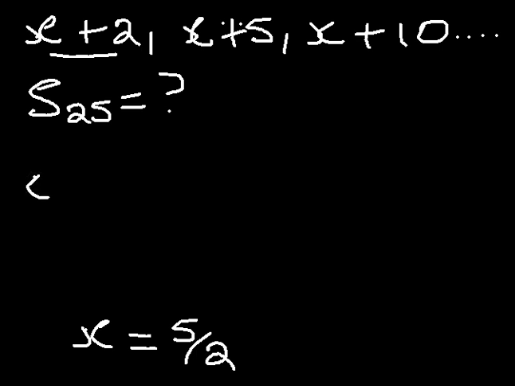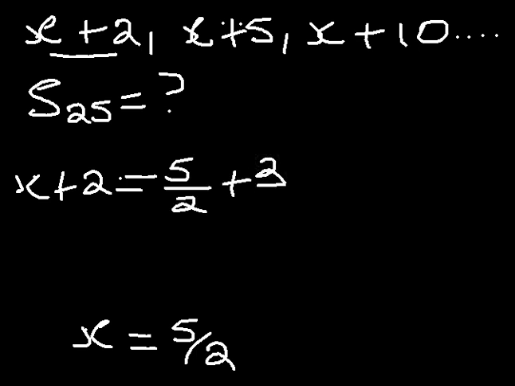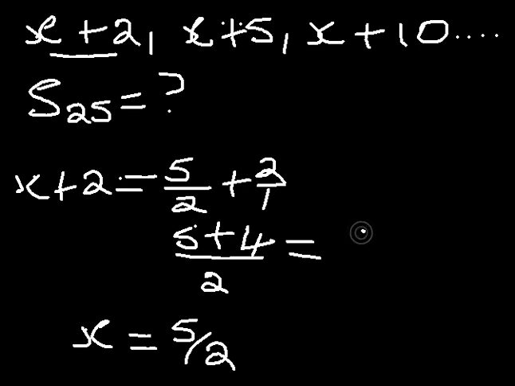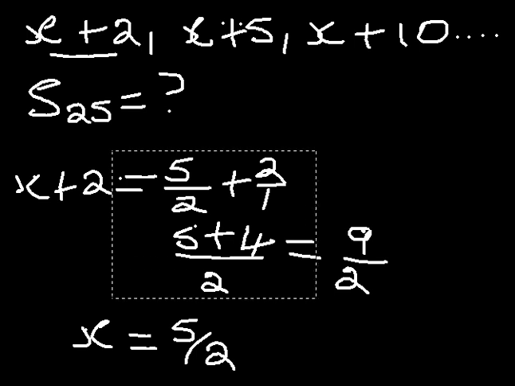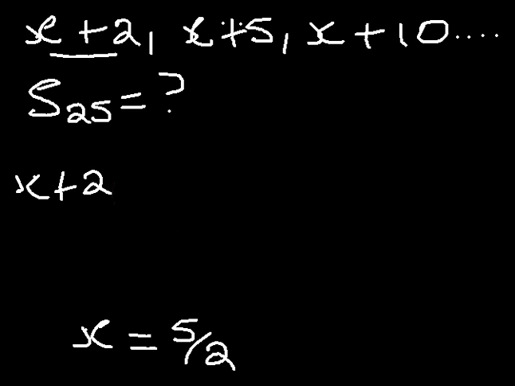Now for instance, we have x plus 2. That is the same as 5 over 2 plus 2, which is 5 over 2 plus 4 over 2, and that is the same as 9 over 2. And we should also go for the other one. We have 9 over 2, which is okay.